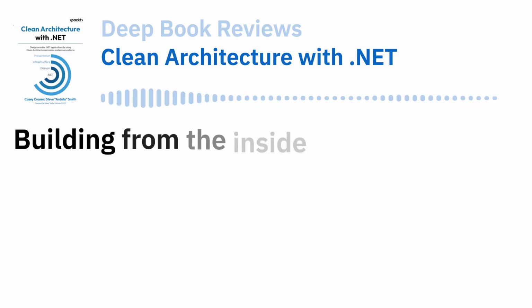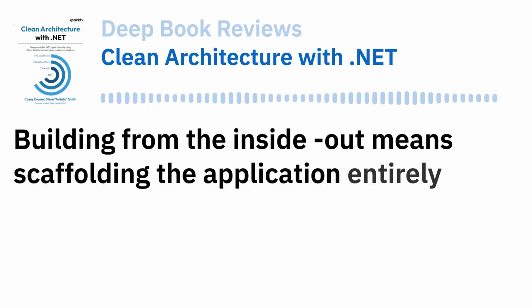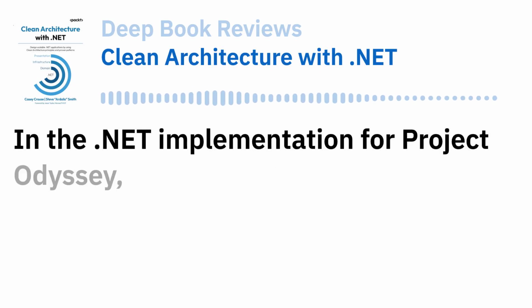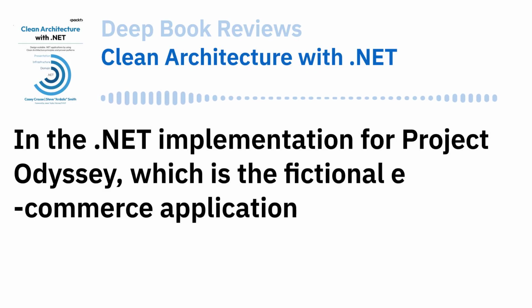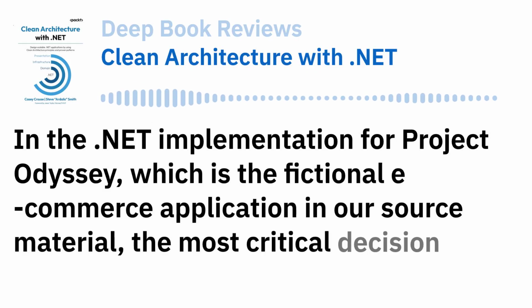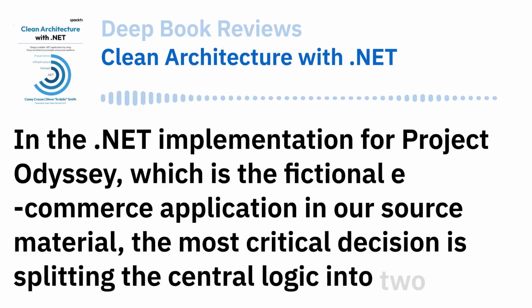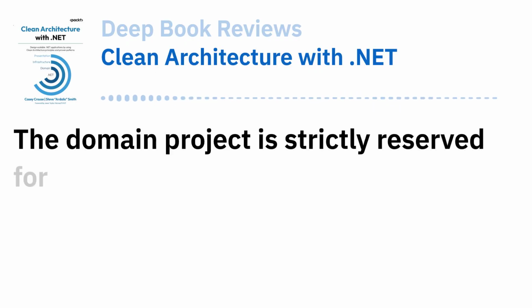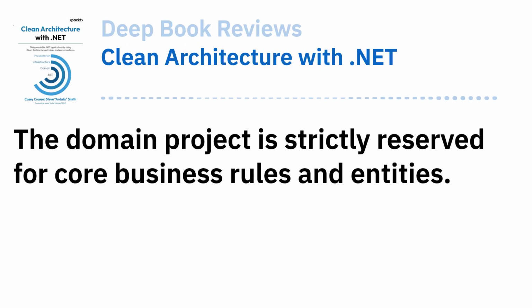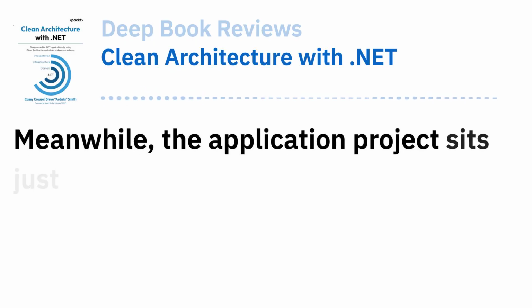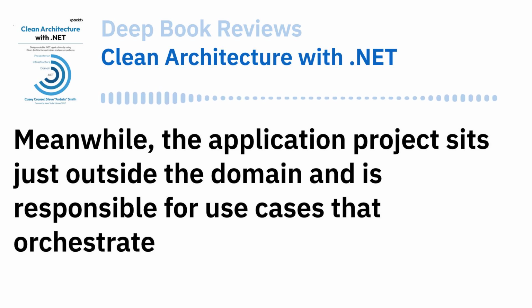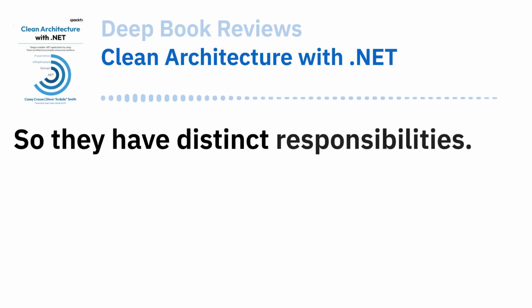Right. Building from the inside out means scaffolding the application entirely independent of the infrastructure. In the .NET implementation for Project Odyssey, which is the fictional e-commerce application in our source material, the most critical decision is splitting the central logic into two distinct class libraries. The domain project and the application project, right? Exactly. The domain project is strictly reserved for core business rules and entities. Meanwhile, the application project sits just outside the domain and is responsible for use cases that orchestrate the workflows. So they have distinct responsibilities.